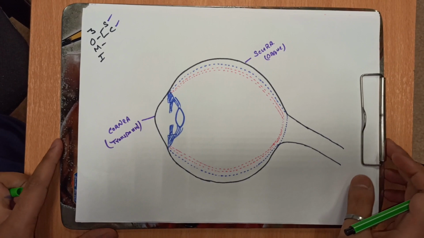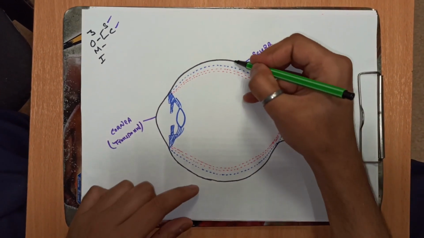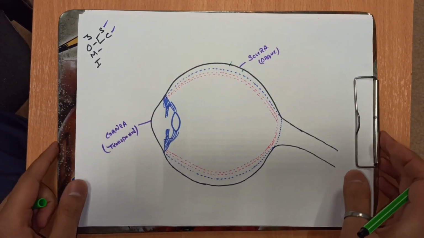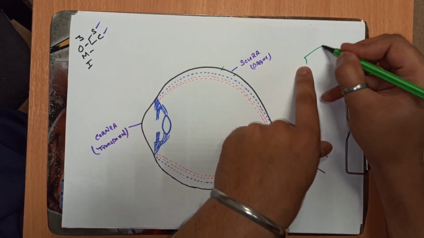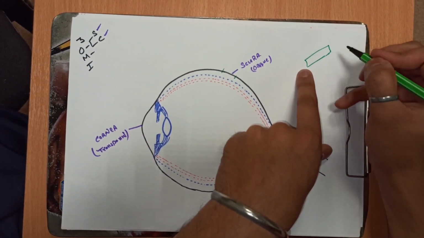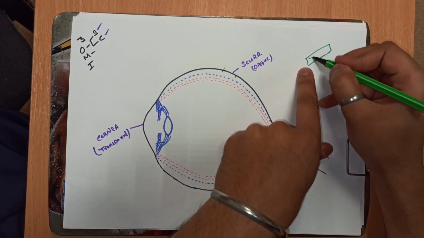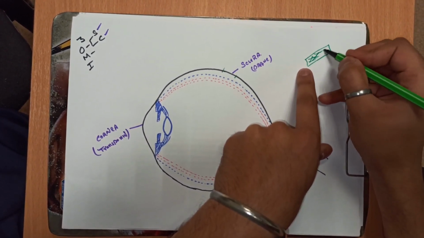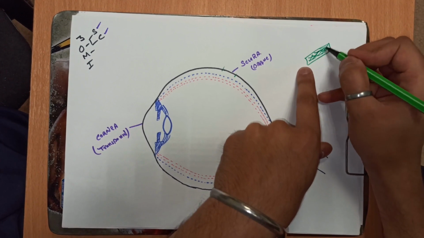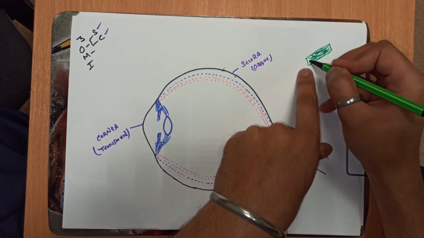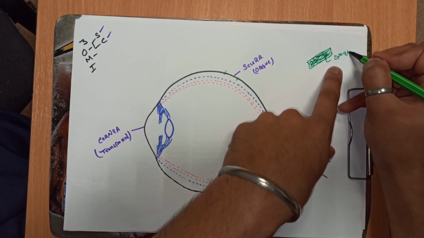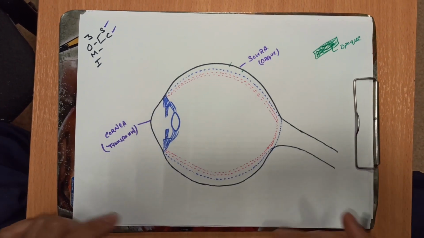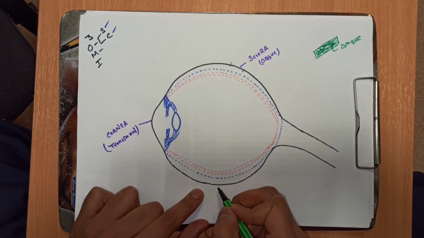Now talking about the sclera, first of all, if we take this small section of sclera, why is sclera opaque? Sclera is made up of collagen fibers in which the collagen fibers are irregularly arranged, and that is the reason why light cannot pass, or why the sclera is opaque. This is the outermost layer, sclera.